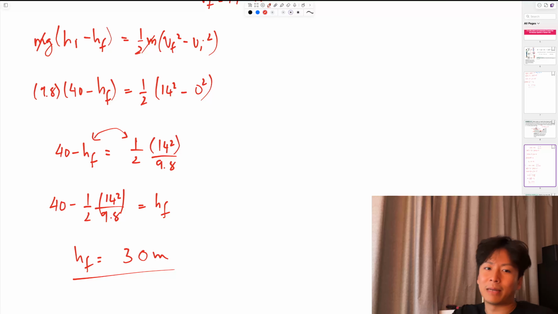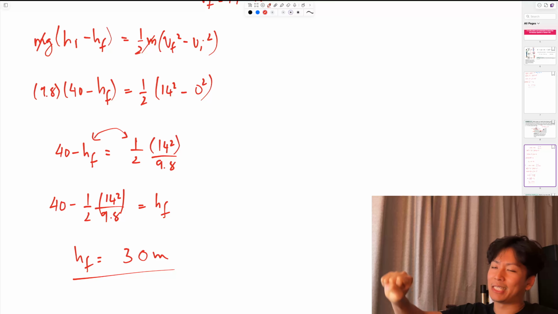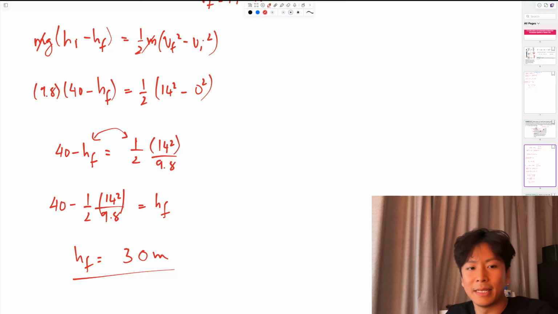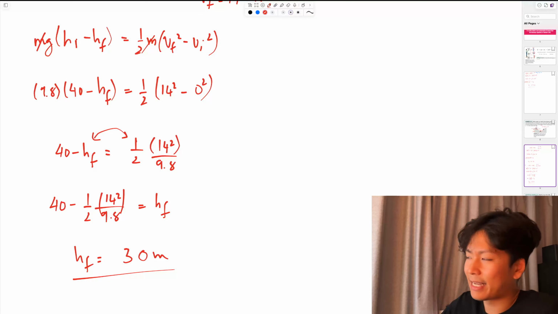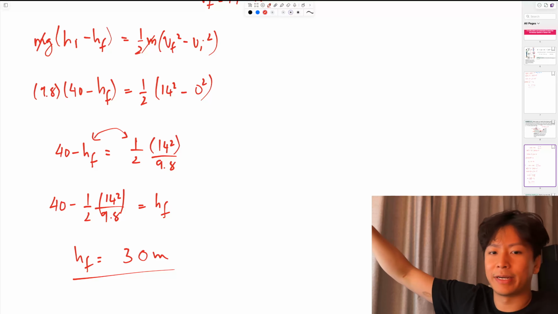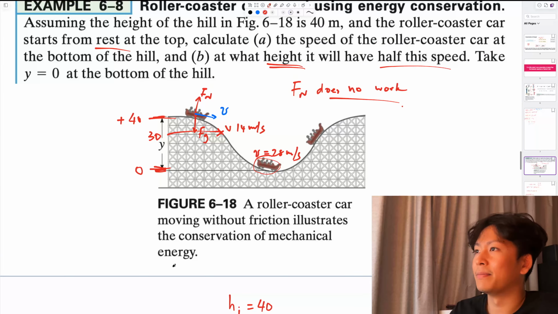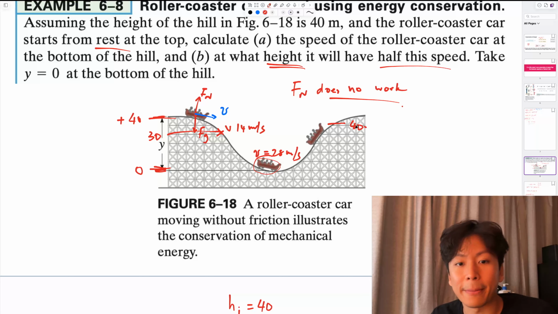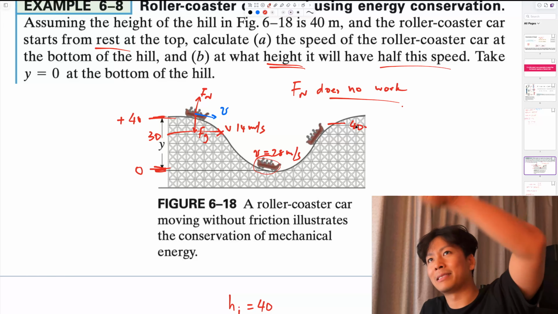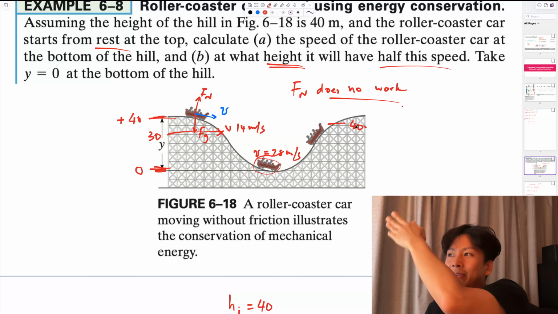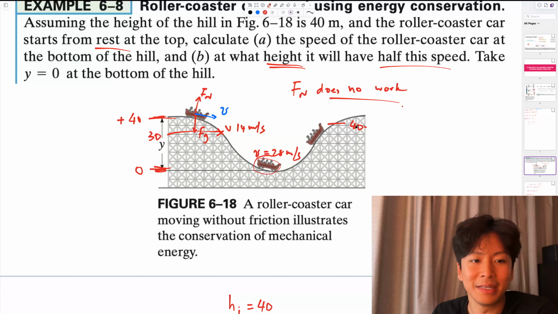And then as it climbs up the other side, the kinetic energy changes back to potential. So the roller coaster is going to slow down as it climbs in height. And then the car will eventually come to rest at the same height that it started from, right? So if it started from 40, then the car will come to rest when it gets to 40 over here as well. And if it's an unstable point, then it'll just bounce back and forth that way forever, right?